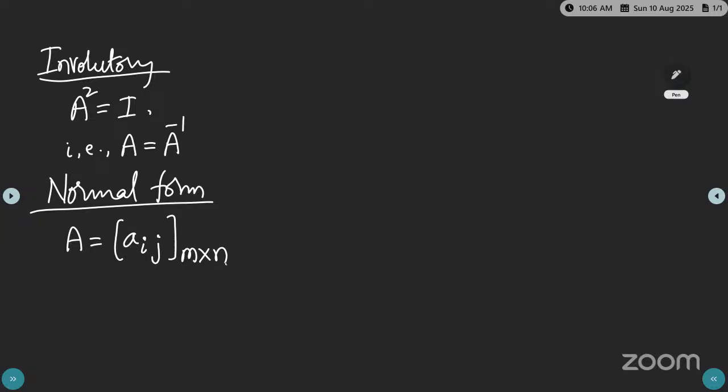Aij. What is Aij? A is an element in the ith row, jth column. That is a matrix notation with m number of rows and n number of columns. Do remember. Any matrix can be expressed into echelon form or normal form. By using row transformations, you can convert it into echelon form. By using row and column transformations, you can convert it into normal form. Clear? So write down.